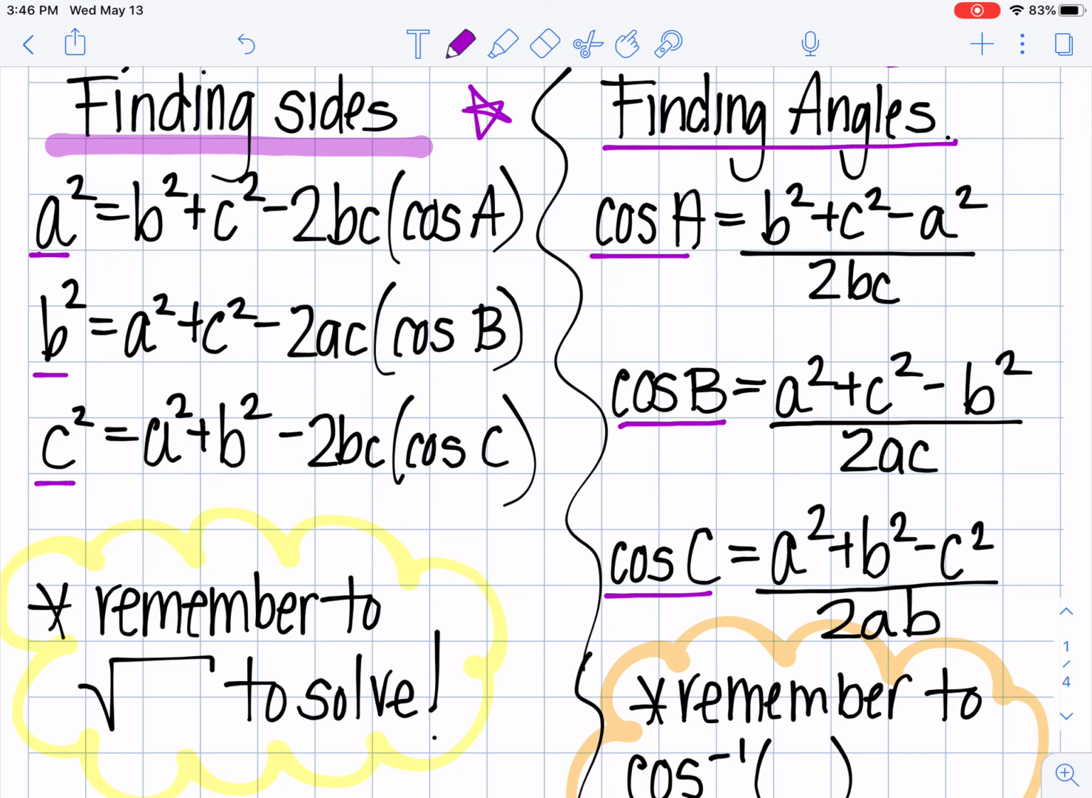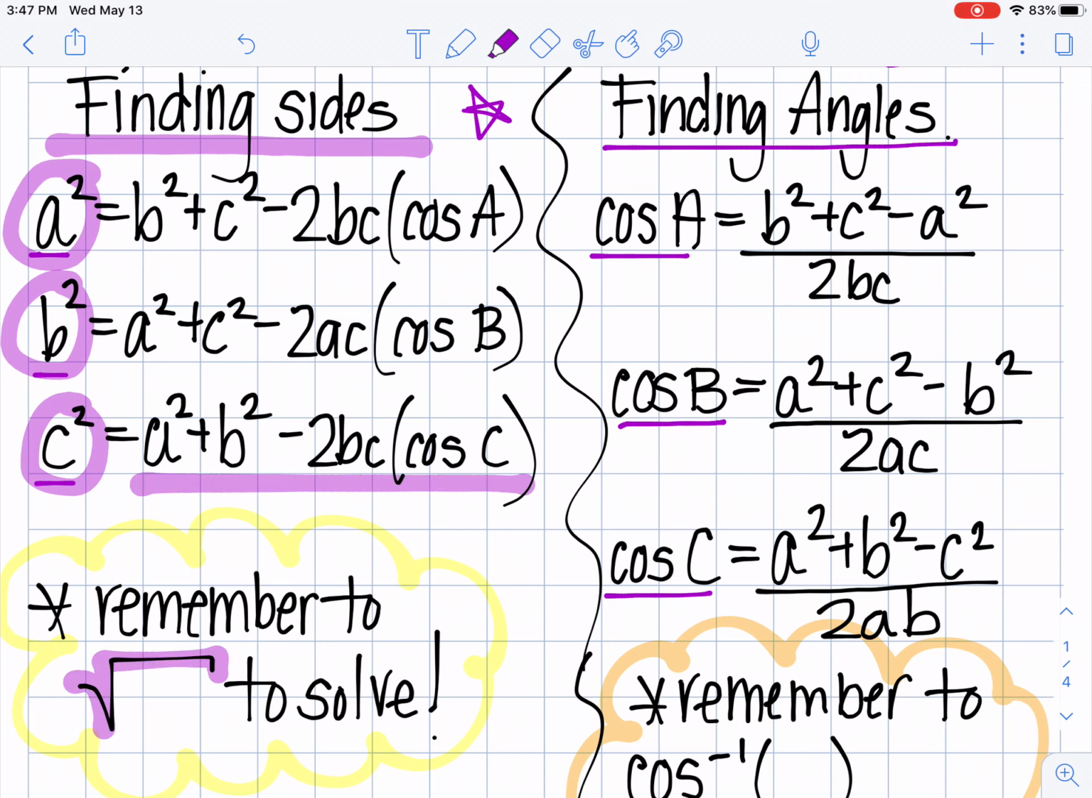The two things you have to remember when using these formulas: when you're finding sides, because this is a squared, b squared, and c squared, when you're done plugging in all the numbers into the formula, remember to take the square root of your answer, because you're going to get a big number. It's c squared equals, so you take the square root at the end to find your c value, or your a or your b value, whichever side you're solving for.